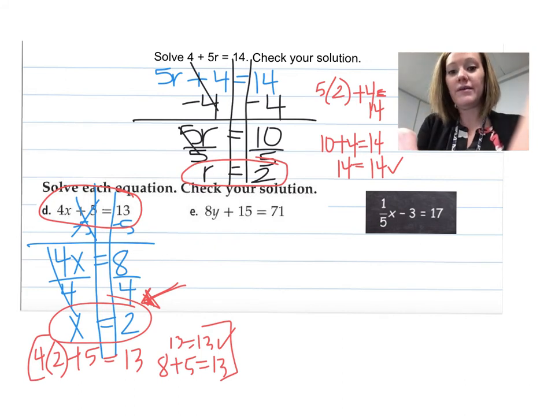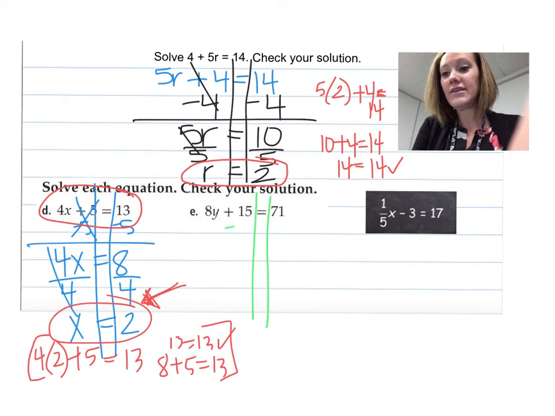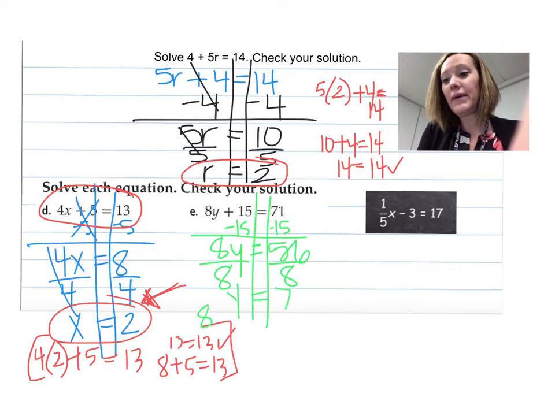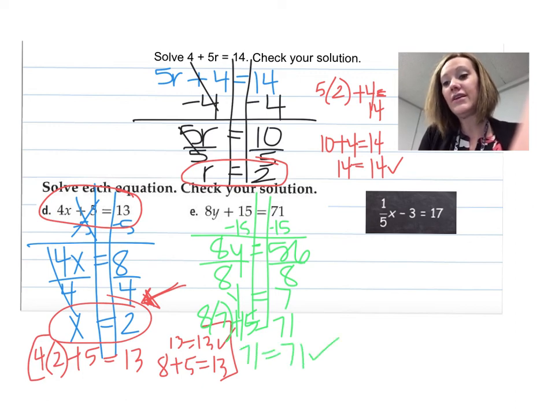All right, we have 8y plus 15 equals 71. Here's my train tracks. Subtract 15 on both sides. I get 8y equals 56. Divide both sides by 8. y equals 7. And then let's pop that back in. 8 times 7 plus 15 equals 71. 8 times 7 is 56. Plus 15 is 71, which equals 71. It checks. Here's my solution.